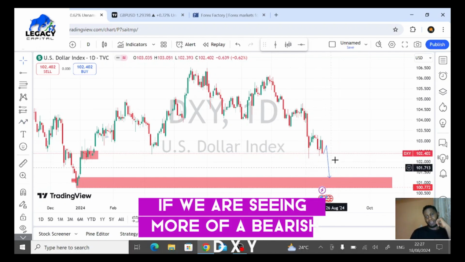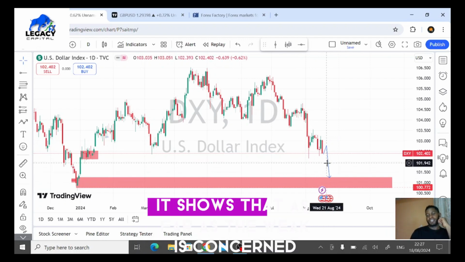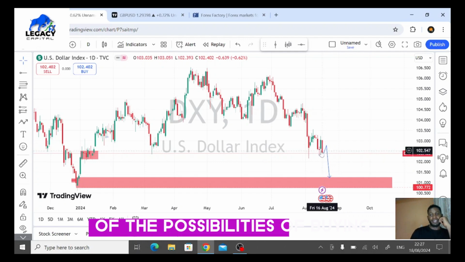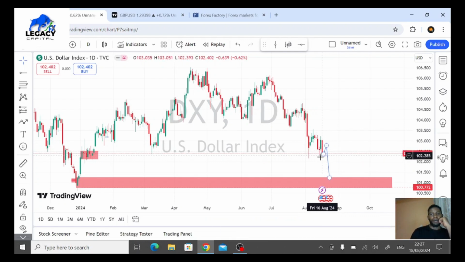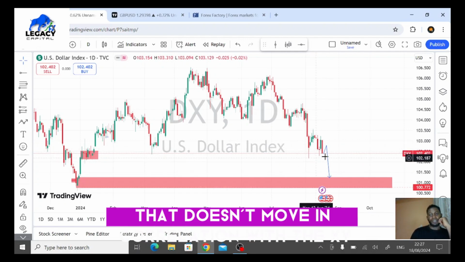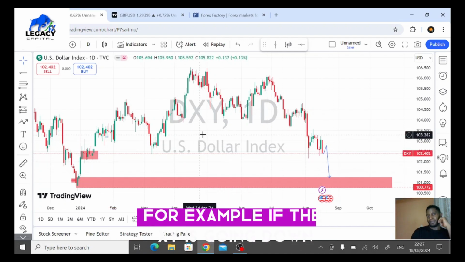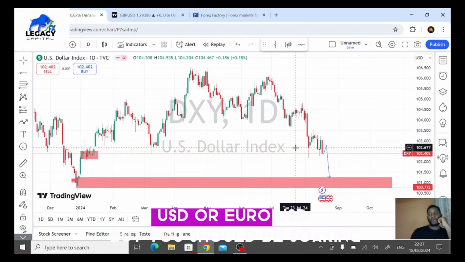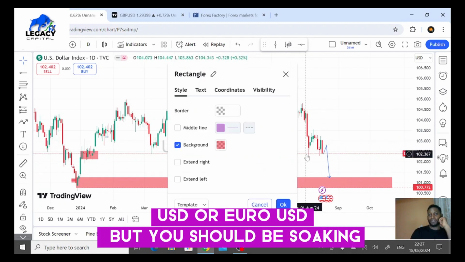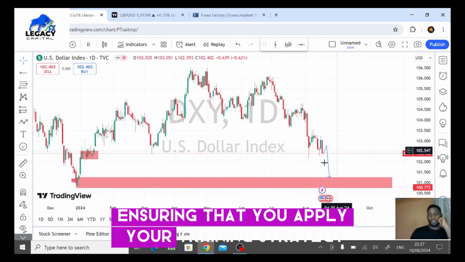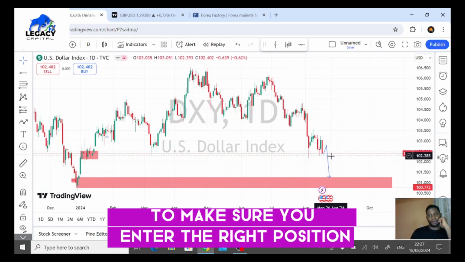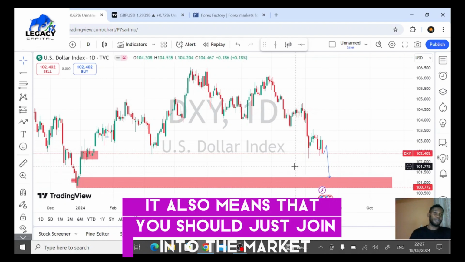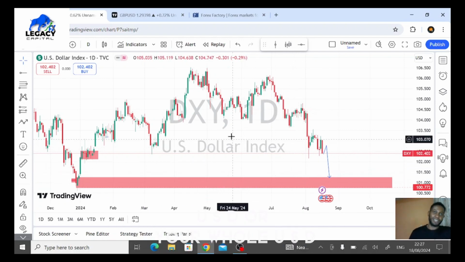If we are seeing more of a bearish DXY, obviously it shows that as far as the week is concerned, we should be looking more at the possibilities of buying currency pairs that move in opposite correlation with the DXY. For example, if the DXY is going down, we should be looking at the possibility of buying GBPUSD or EURUSD. But you should be keen on ensuring that you apply your trading strategy to make sure you enter the right position. For the fact that the DXY has shown a selling bias, it doesn't mean that you should just jump into the market and buy GBPUSD or EURUSD.